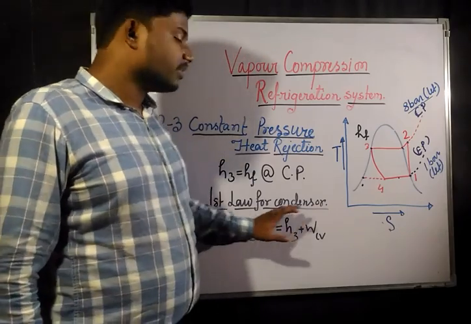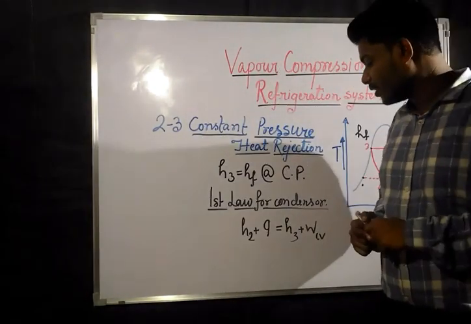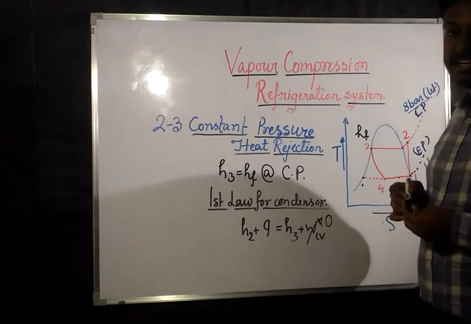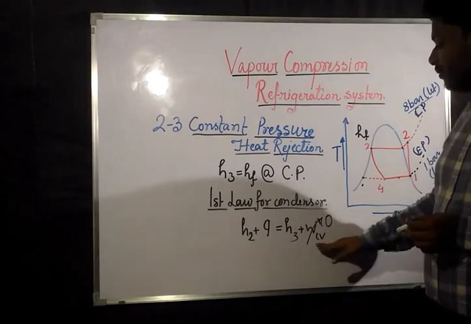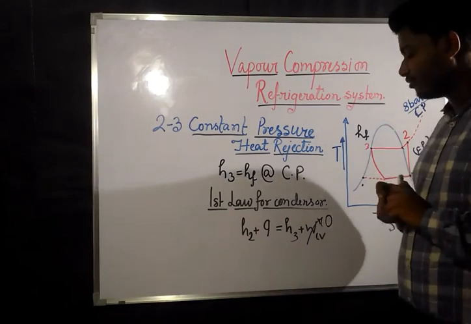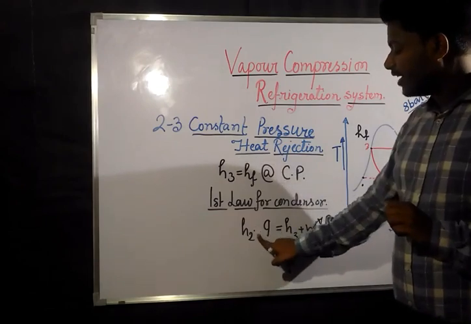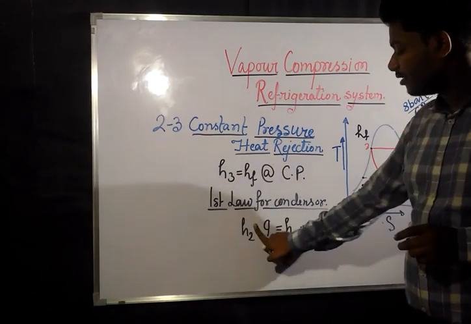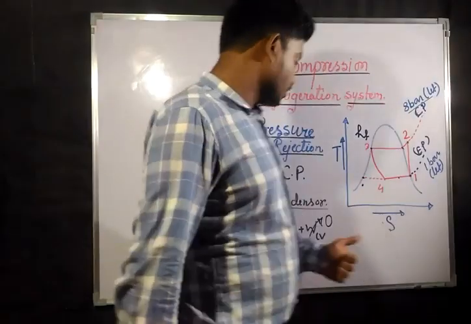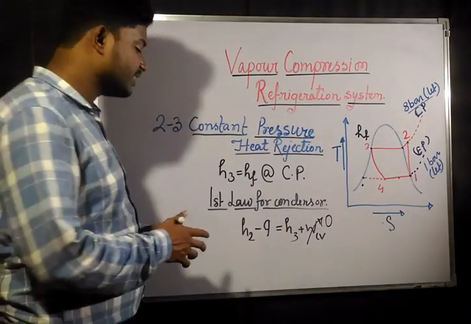Now from the first law for the condenser, neglecting the kinetic and potential energy changes, the work interaction in the control volume, CV meaning control volume, in the condenser is going to be 0. There is not going to be any shaft work, either input or output. So Q is going to be negative here, because heat is going to get rejected. At first I had written the formula, now I am making the changes.